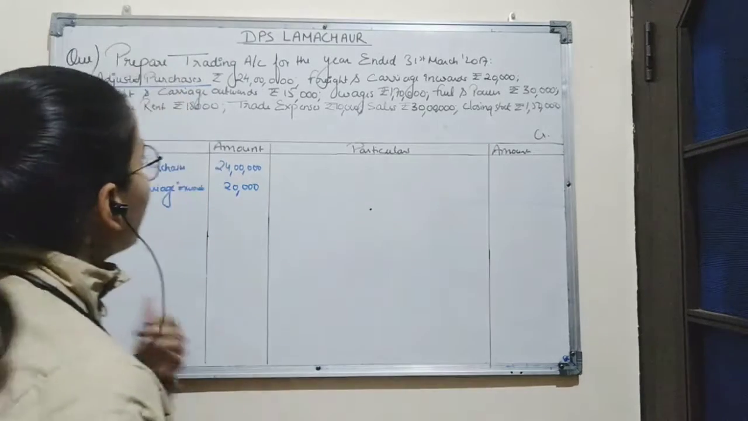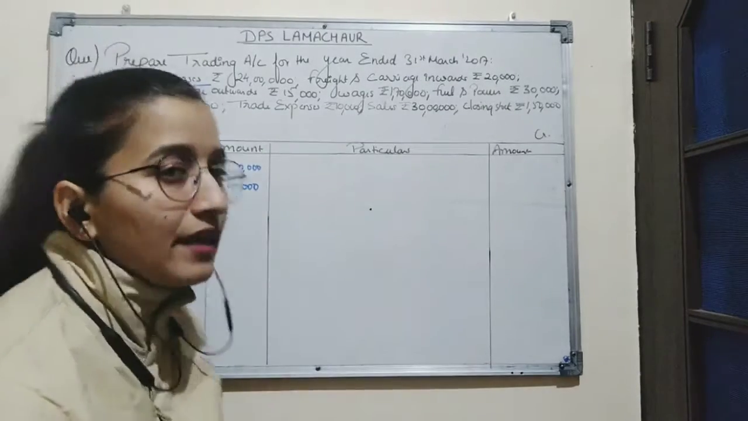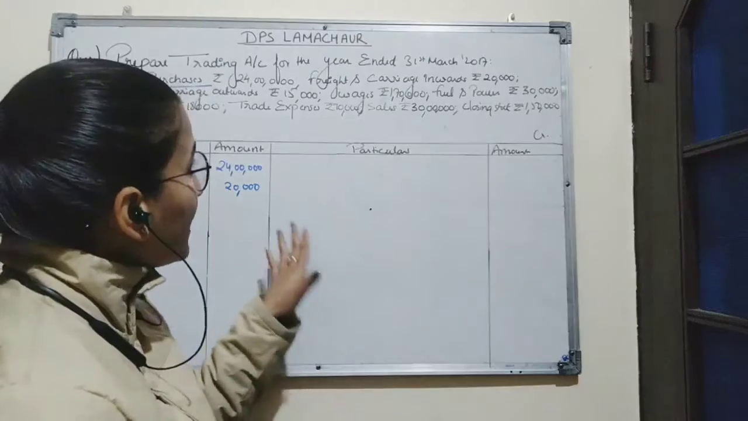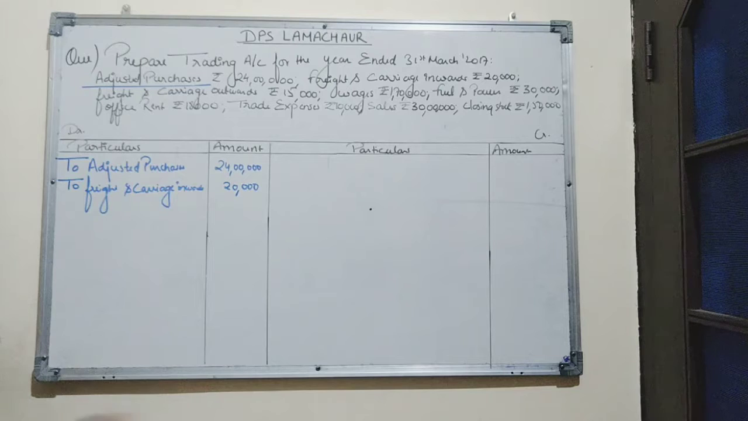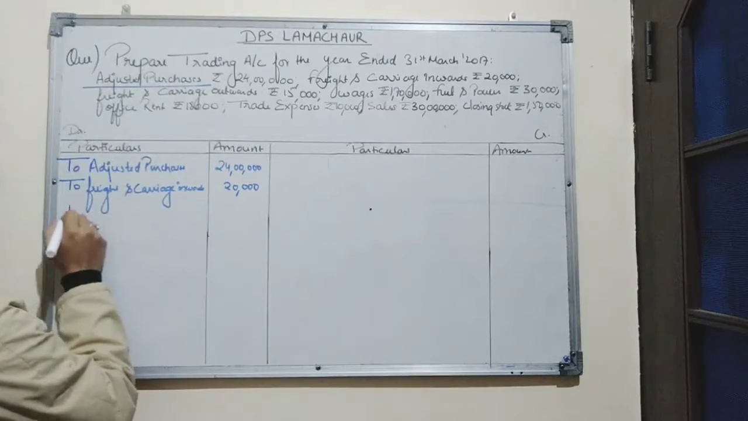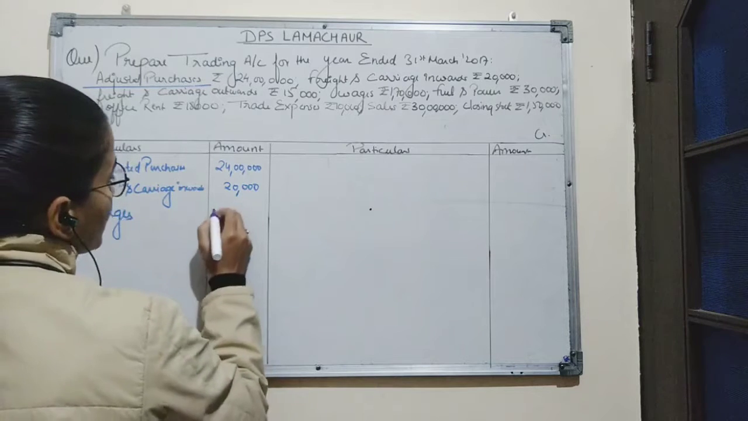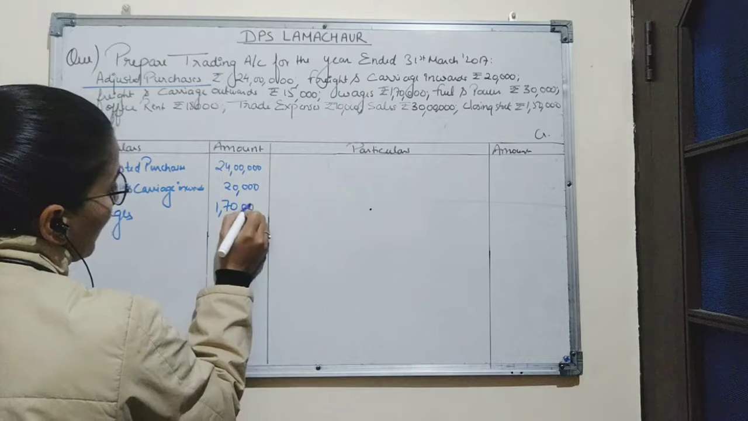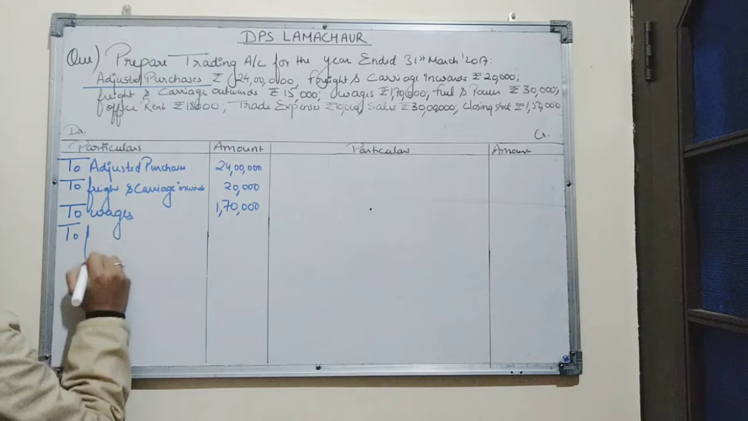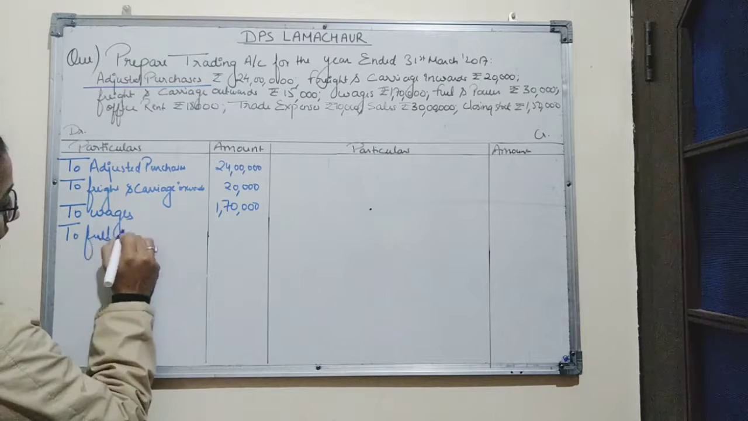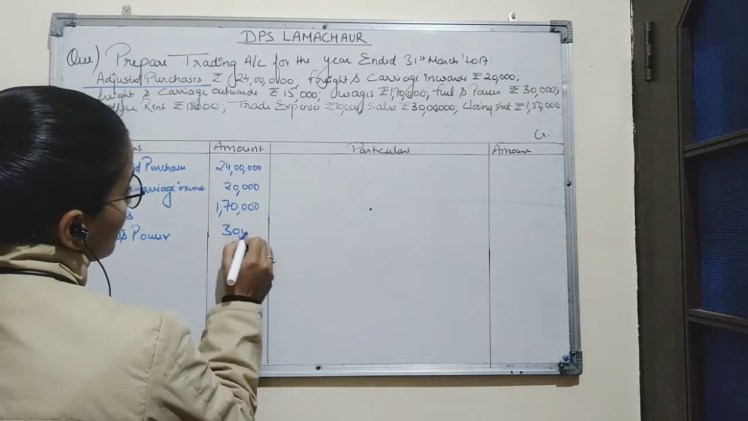Next is freight and carriage outwards. As in the format, freight and carriage outwards are not recorded in trading account. These are considered as indirect expenses. That means freight and carriage outwards will be recorded in profit and loss account. Next is wages. Wages is also considered as direct expense, so it will be recorded on debit side with the amount 1,70,000. Next is fuel and power. Fuel and power will be recorded on debit side with the amount 30,000.